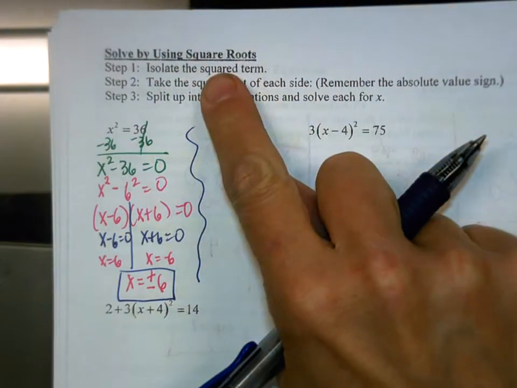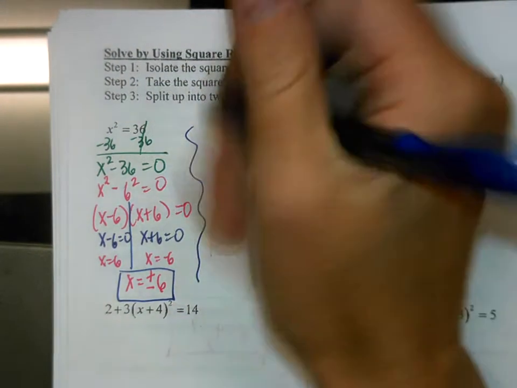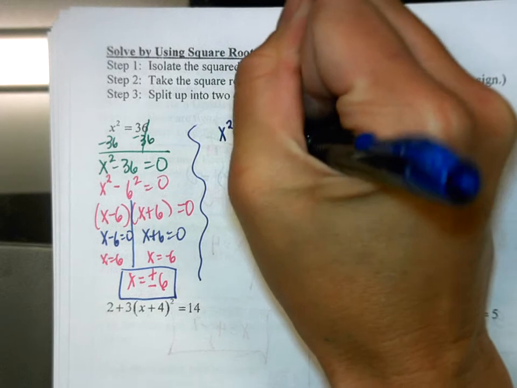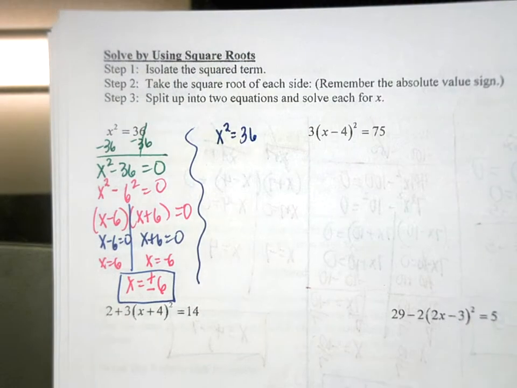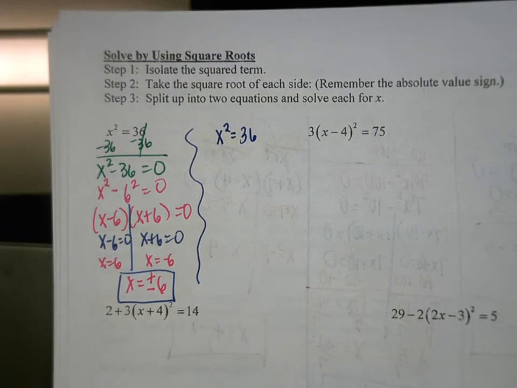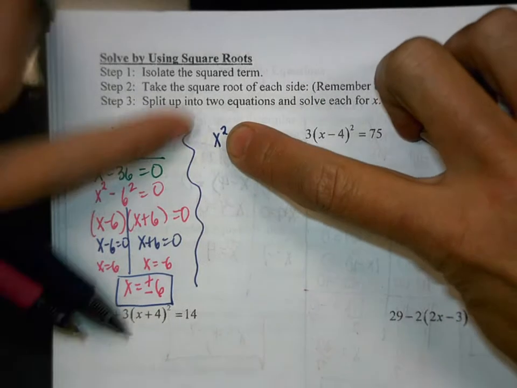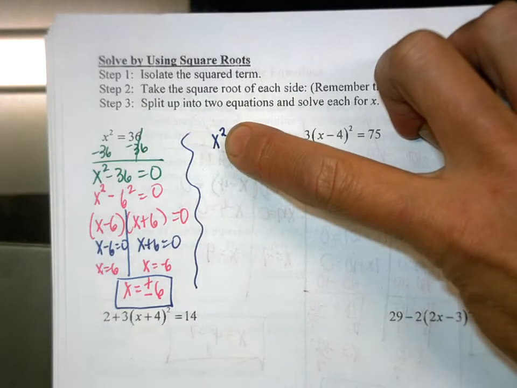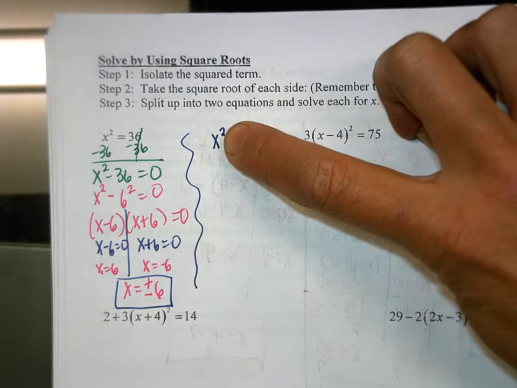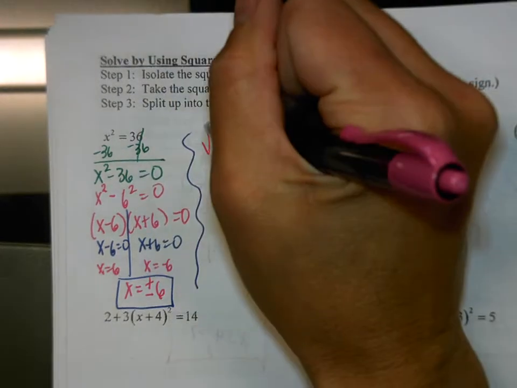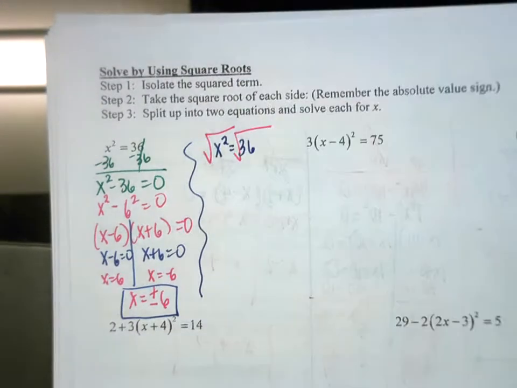Another way we're going to talk about is solving using square roots. So same problem, x squared equals 36. When you're solving using square roots, you always want to get the square by itself. So in this case, the square is by itself. Nothing's being multiplied in front. Nothing's adding or subtracting to the square. Once it is like that, you would take the square root of both sides.